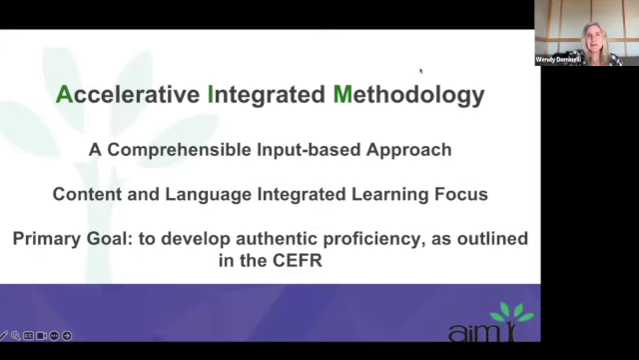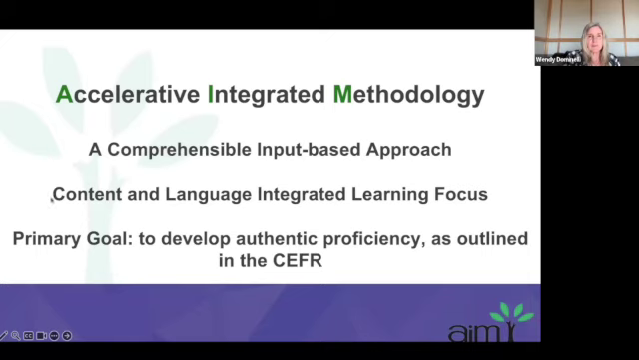It also has a content and language integrated learning focus, or CLIL. So basically, as I mentioned before, as a former immersion teacher, I saw the value in teaching language through another subject area. So the area that we use in AIM is arts and literacy. So it's very much a literacy-based approach. We integrated with the arts, music, drama, dance, and also, of course, theater.